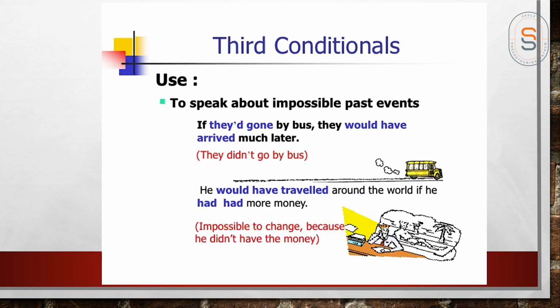So, when do we use this third conditional? It is something that is impossible. We imagine what would have happened if things had been different. If they'd gone by bus, they would have arrived much later. Remember, they'd is they had gone by bus. They would have arrived much later, but they didn't go by bus. So it's something that is impossible. What would have happened if things had been different? He would have traveled around the world if he had more money. It's impossible to change because he did not have the money.